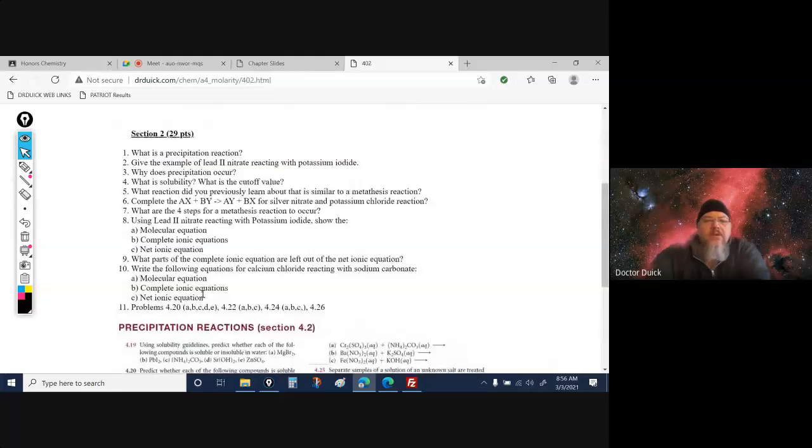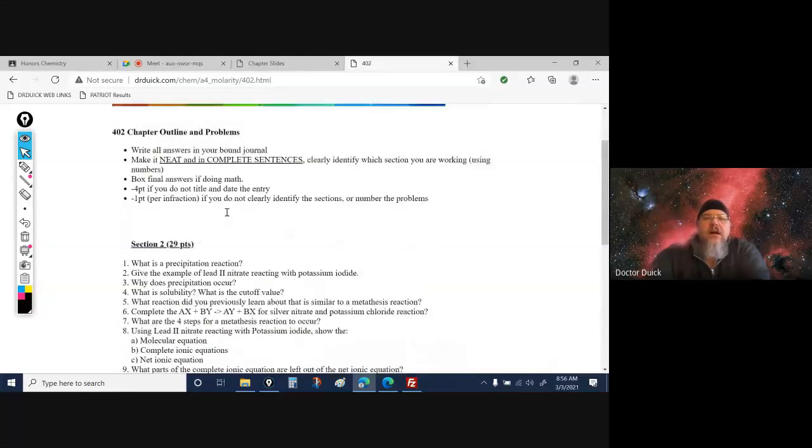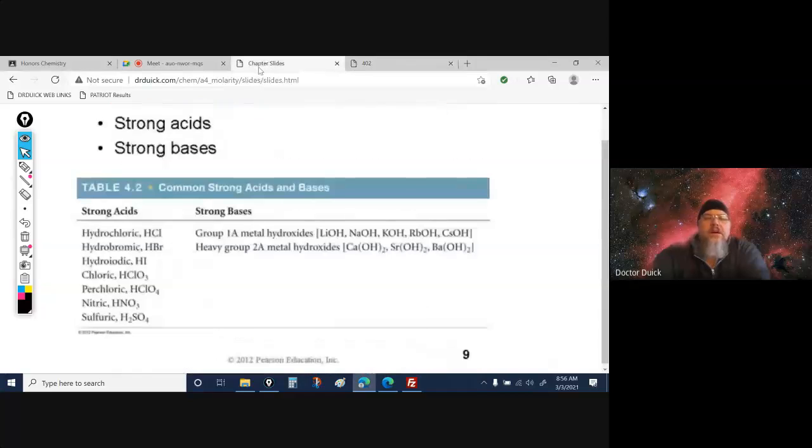Oh, maybe not. I would write them down anyways. You need to know them. So here, write these down: hydrochloric acid, hydrobromic acid, hydroiodic acid, chloric acid, perchloric acid, nitric acid, and sulfuric acid. And then the strong bases are 1A metal bases and 2A metal hydroxides. These always come up, so you might as well have them all written down.